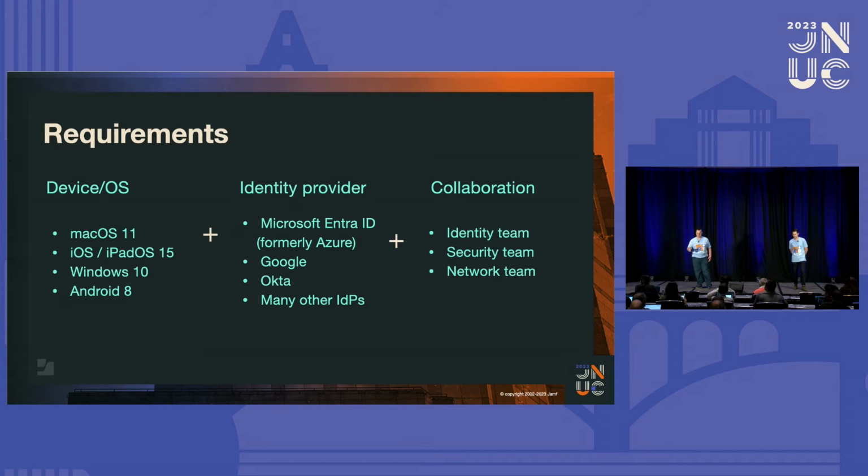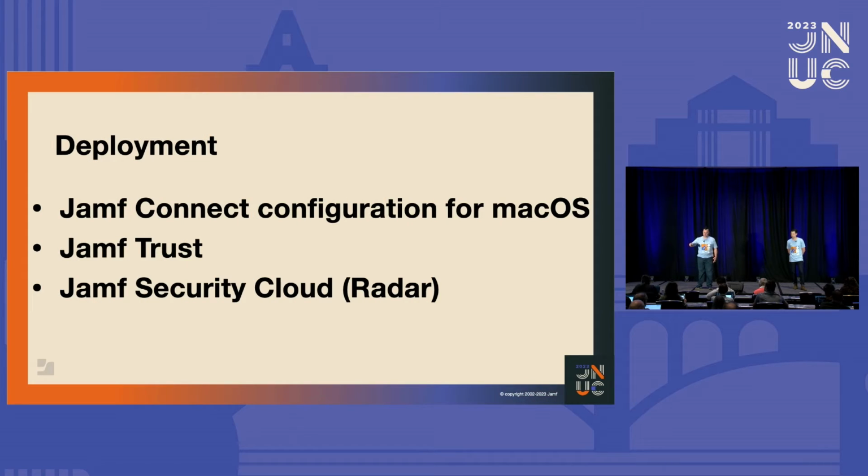As for the order of operations for deploying this out to people, I recommend that you set up Jamf Connect on the macOS devices first, because macOS is going to give you the most debugging information to test out your VPN versus doing things on iOS and Android later. And then once you've got Jamf Connect set up, you'll push out Jamf Trust.